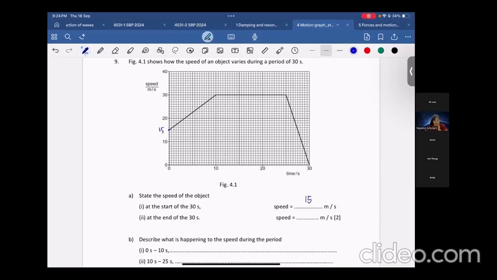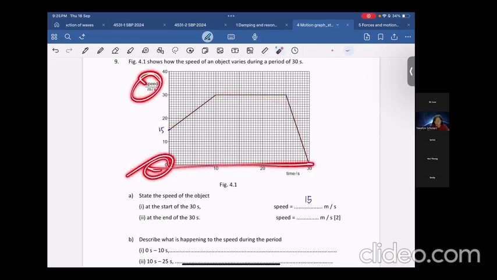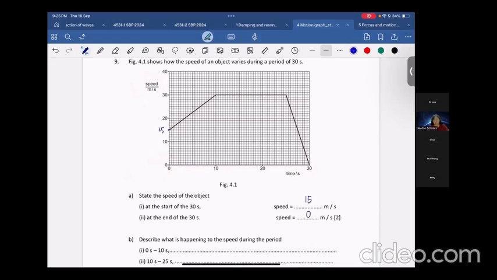Okay, yes. So what is the speed at the end of the 30 seconds? After 30 seconds, what is your speed? For the speed-time graph, you just refer to this reading. So here, the answer should be 0. Okay, this is start, this is end.